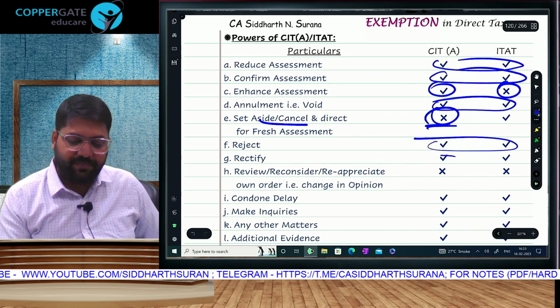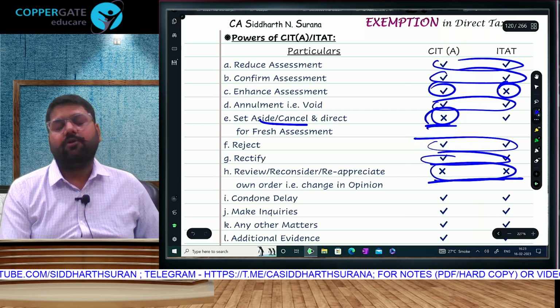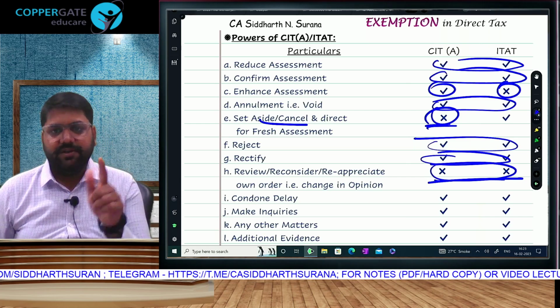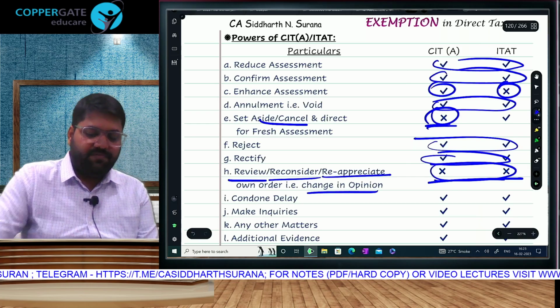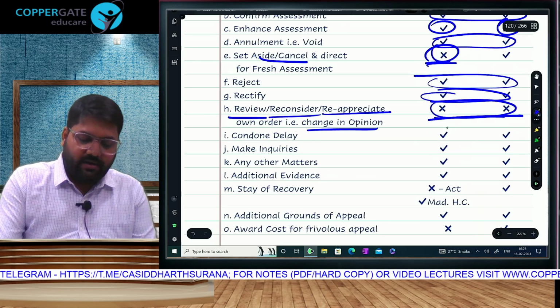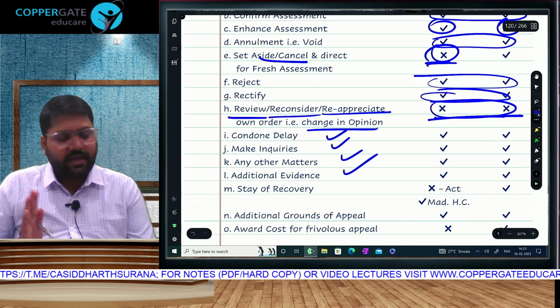Both can reject your appeal, both can do rectification, but they cannot do change in opinion. Both cannot do change in opinion. Review, reconsider, reappreciate. It all will be called as change in opinion. Other powers, very simple. Condone, delay, inquiries, any other matter, additional evidence, they can do everything.